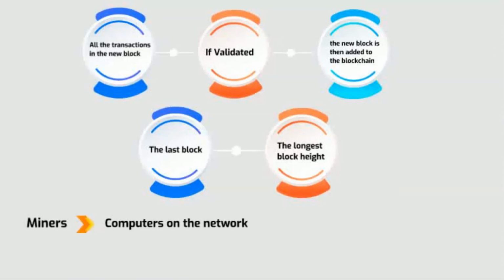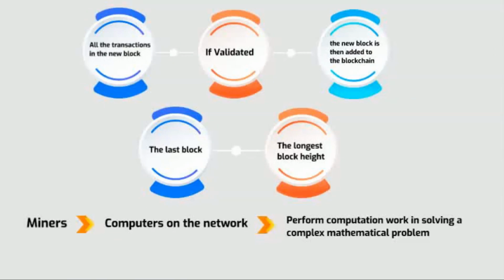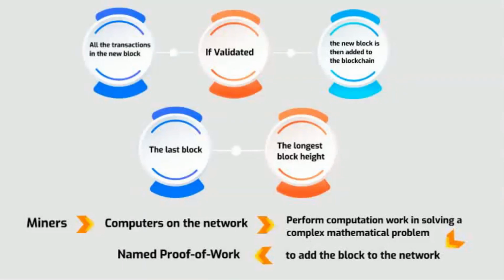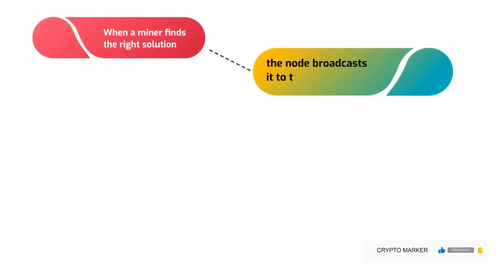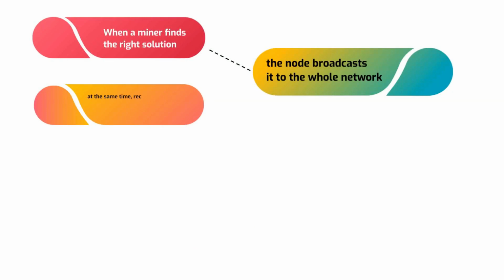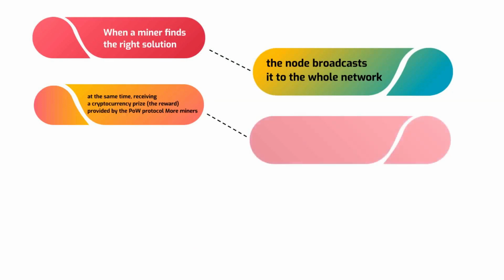Miners, that are special computers on the network, perform computation work in solving a complex mathematical problem to add the block to the network, hence named proof of work. With time, the mathematical problem becomes more complex. When a miner finally finds the right solution, the node broadcasts it to the whole network, at the same time receiving a cryptocurrency prize provided by the proof of work protocol.